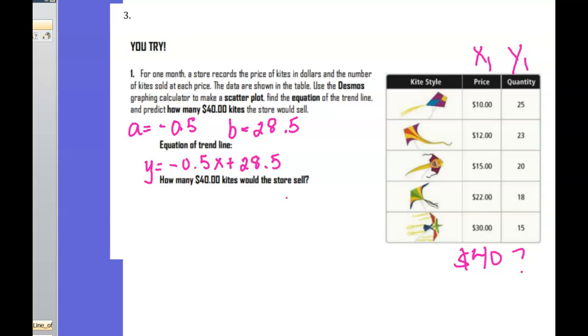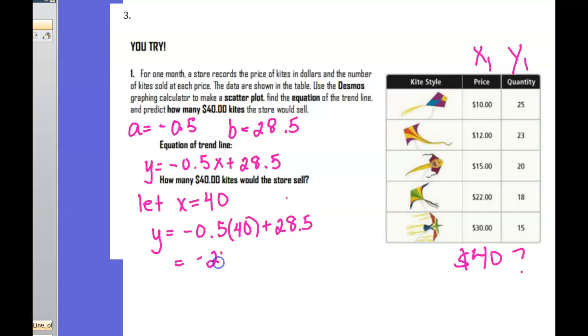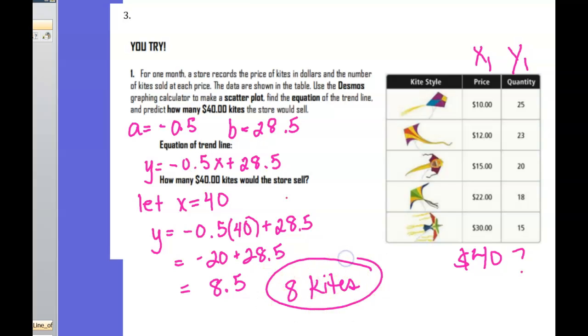Okay, so a $40 kite, we would just notice 40 is our input, so we're going to let x be 40, and we're going to plug it in. y is equal to negative 0.5 times 40 plus 28.5. Okay, so we've got a negative 20 plus 28.5, and we end up with 8.5 kites. Well, since we can't have half a kite, we're going to answer this as 8 kites. Okay, so that's approximate, but we're using that line of best fit to make a prediction.